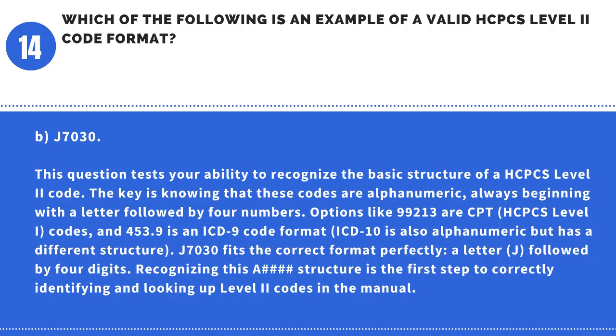The key is knowing that these codes are alphanumeric, always beginning with a letter followed by 4 numbers. Options like 99213 are CPT, HCPCS Level 1 codes, and 453-9 is an ICD-9 code format. ICD-10 is also alphanumeric but has a different structure. J7030 fits the correct format perfectly: a letter, J, followed by 4 digits. Recognizing this structure is the first step to correctly identifying and looking up Level 2 codes in the manual.